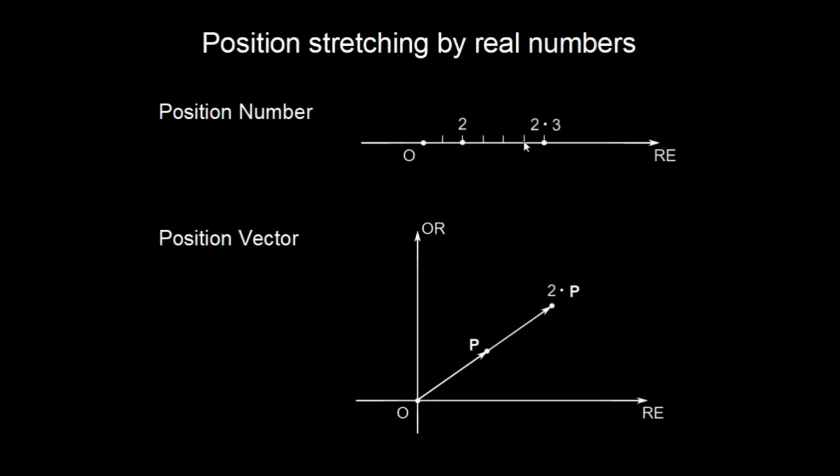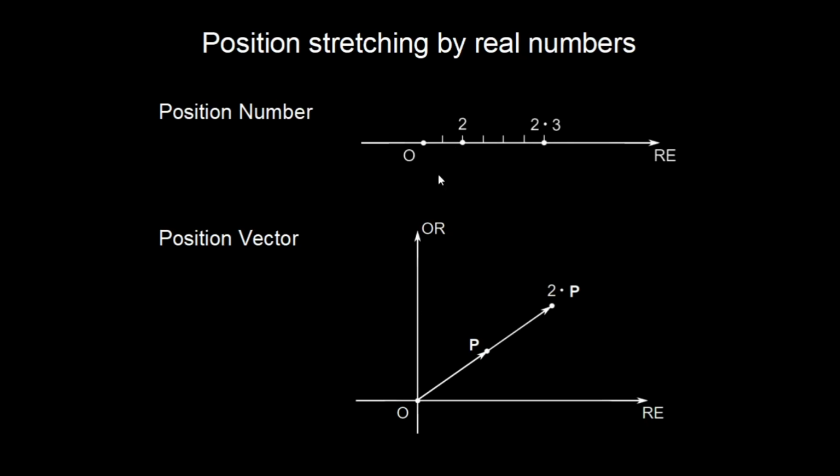Multiplying 2 by 3 makes the point stretch to the position represented by number 6. It's noted that, like a vector, a position number also implies a direction, which is from the origin to the point. As we can see, the multiplication by a real number causes the position stretching only, without direction change.